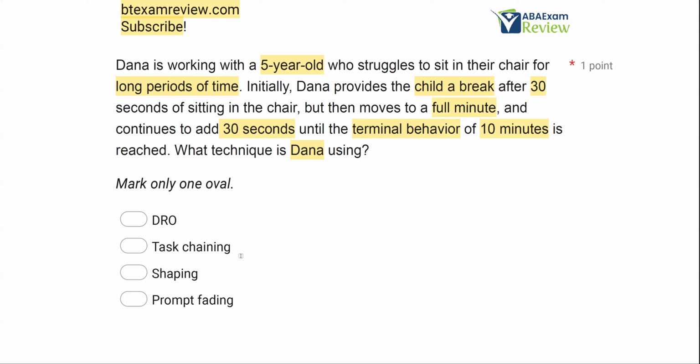C, shaping. Yes, we are shaping. With shaping, we are reinforcing approximations of behavior until we reach a terminal behavior. And that's exactly what Dana is doing. She's continuing to shape up this 5-year-old's behavior by adding 30 seconds of sitting each time. Each additional 30 seconds is a closer and closer approximation to 10 minutes. And then D, prompt fading. We did not discuss prompting. We were not discussing fading here. We're simply shaping the behavior. So what technique is Dana using? She is shaping.